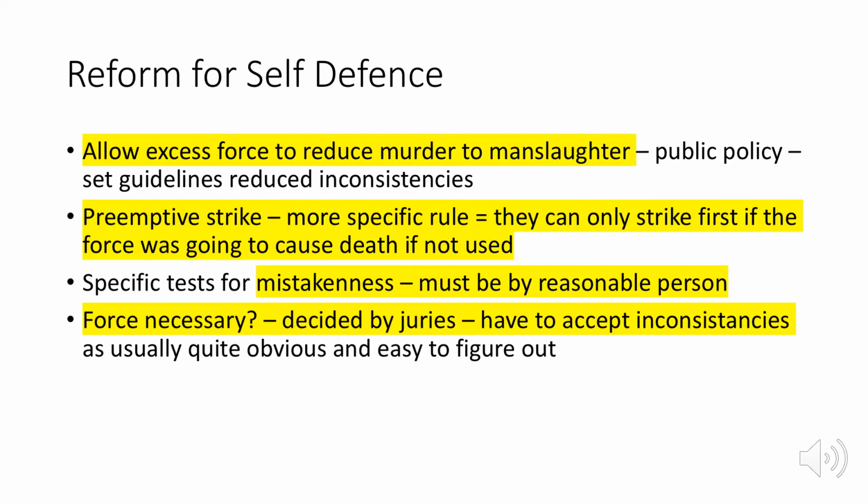For reform for self-defence, allow excess force to reduce murder to manslaughter. Preemptive strike: a more specific rule, they can only strike first if the force is going to cause death if not used. Specific tests for mistakenness must be by a reasonable person. And is the force even necessary? It's decided by juries. You have to accept inconsistencies, as it's usually quite obvious and easy to figure out.